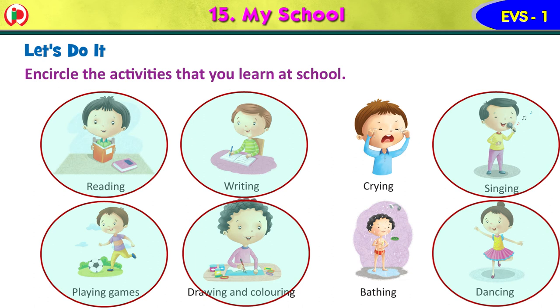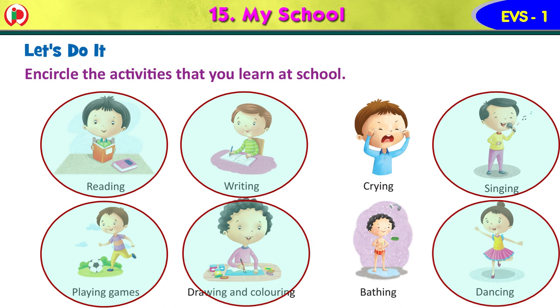So we circled all the activities that we do at school, isn't it? First one is reading, R-E-A-D-I-N-G, reading. Reading is an activity we do at school. So circle. Second image is writing. We not only read and learn, we also write. W-R-I-T-I-N-G, writing. So circle it. Third one, there is an image of a boy crying. C-R-Y-I-N-G, crying. No, we won't do that at school. It is not an activity at school. So don't circle it.